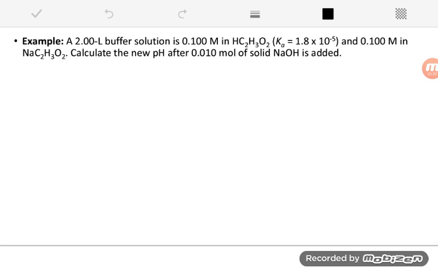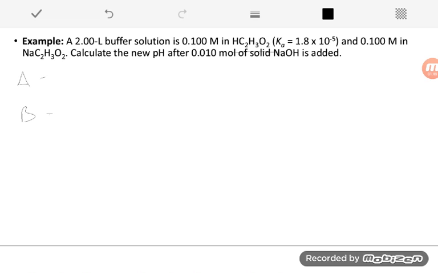A 2-liter buffer solution is 0.1 molar in acetic acid and 0.1 molar in sodium acetate. Calculate the new pH after 0.010 moles of solid sodium hydroxide is added. Now, the first thing I like to do is just look at my buffer and decide who's my acid and who's my base. I want to make sure I don't mix these up. So this one's pretty simple.